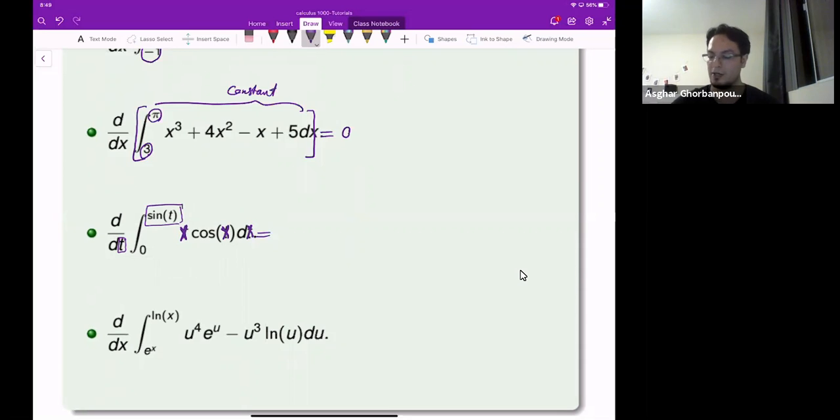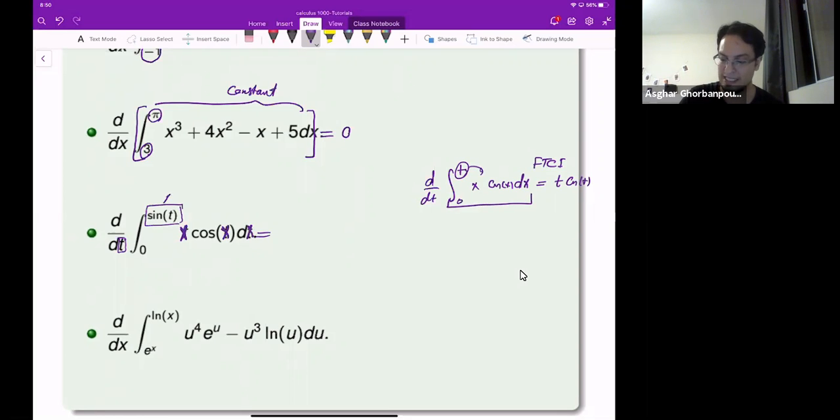Okay, so if this was the integral from 0 to t of x cosine x dx, the fundamental theorem of calculus part 1 would say, okay, just plug in that t in there. So t cosine t. But now, instead of t, I have sine t. It means that this function that you had here is composed with sine t. Sine t is the inner function, and this is the outer function.